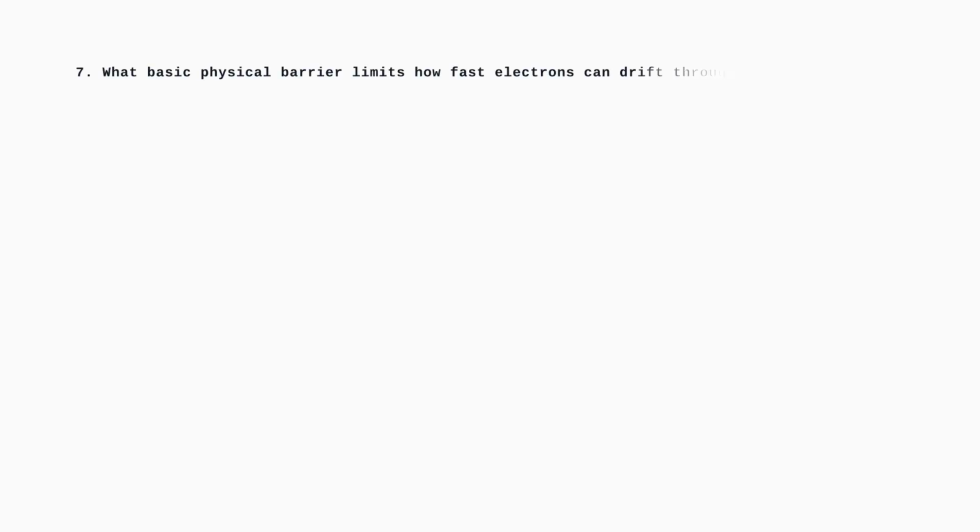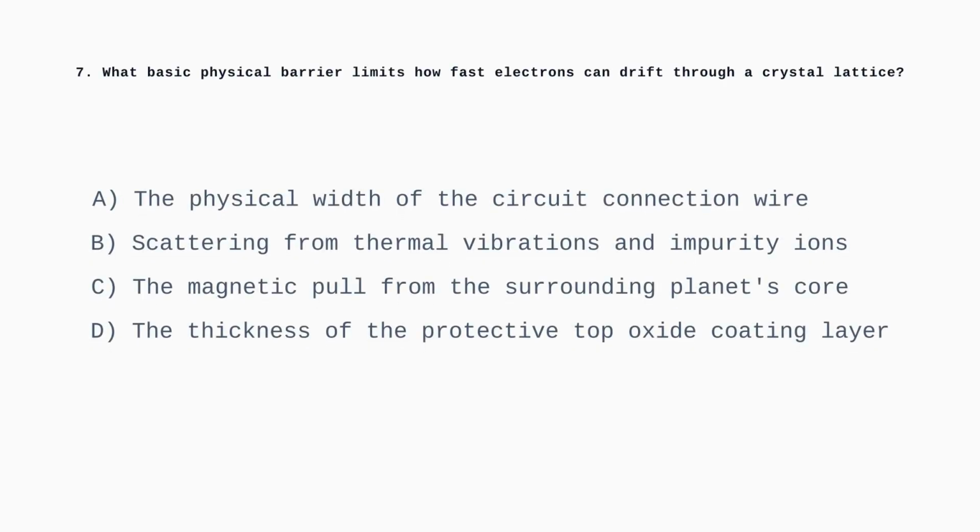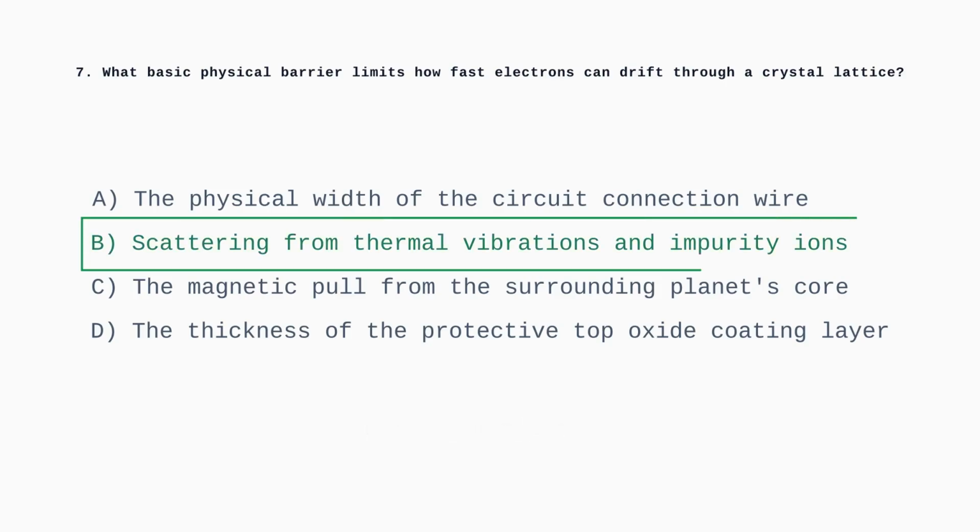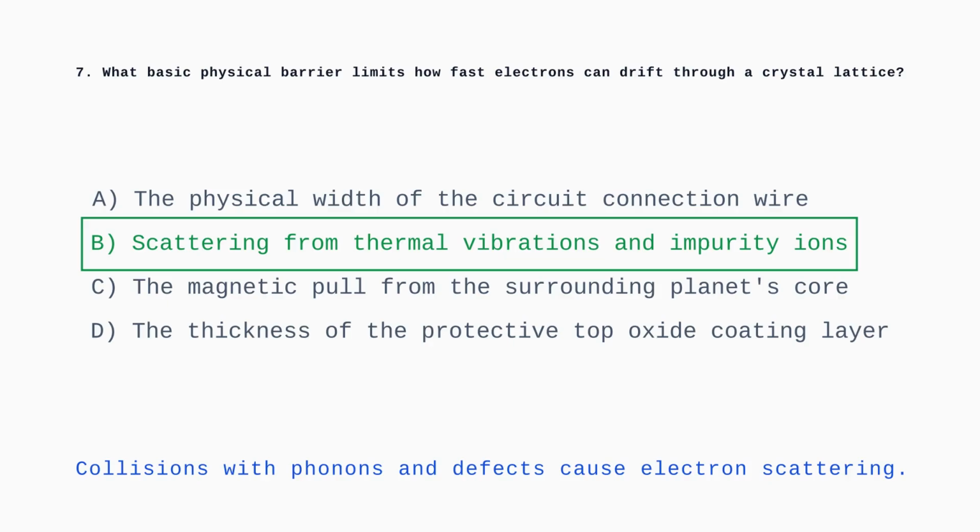Question 7. What basic physical barrier limits how fast electrons can drift through a crystal lattice? As electrons accelerate through a semiconductor, they continuously collide or scatter due to thermal lattice vibrations and ionized impurities.